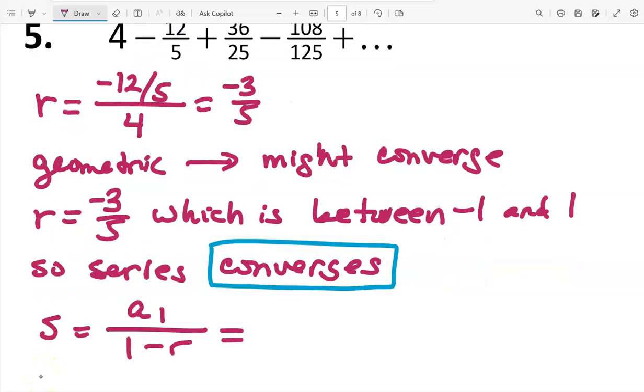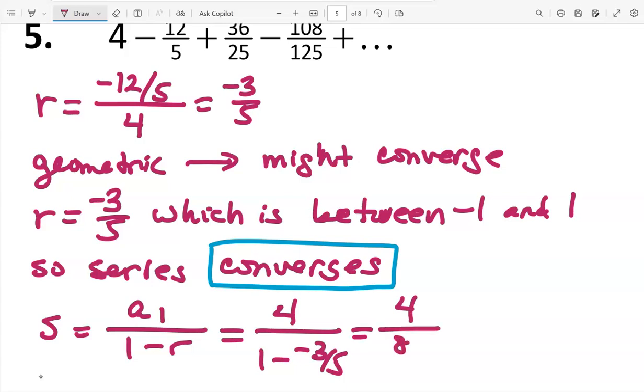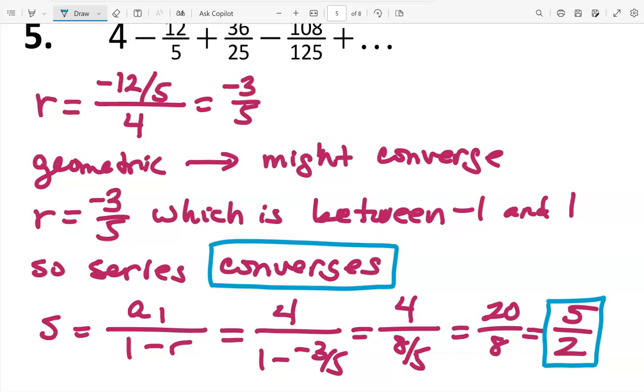The sum of a convergent geometric series is the first term divided by 1 minus the ratio, and our first term is 4, and the ratio is negative 3/5. So that gives us the sum of 4 divided by 8/5, or 20/8, which can reduce to 5/2.